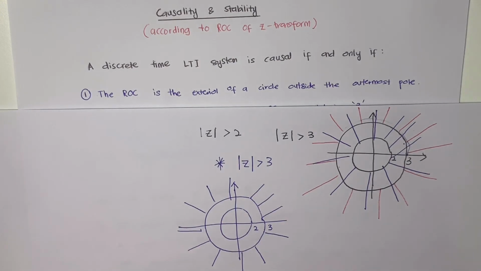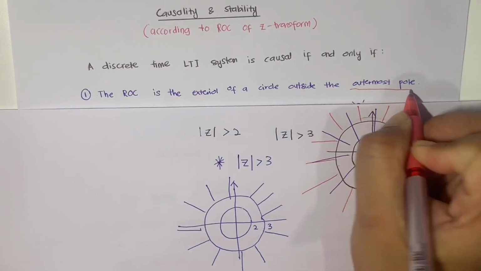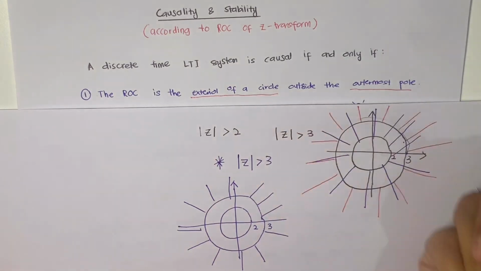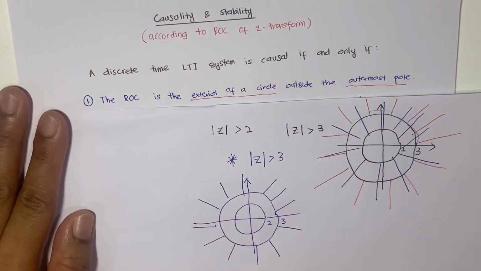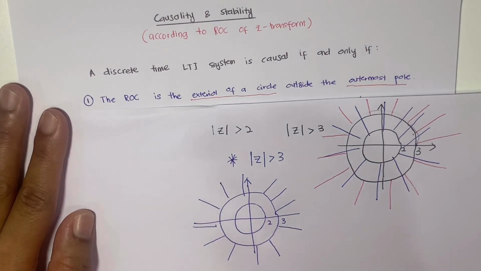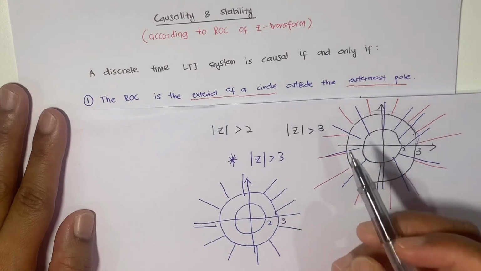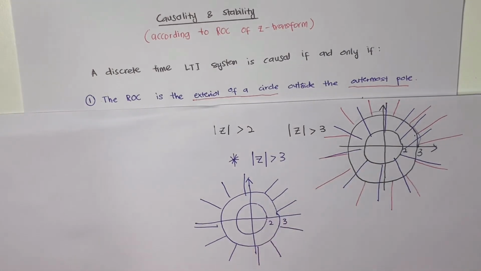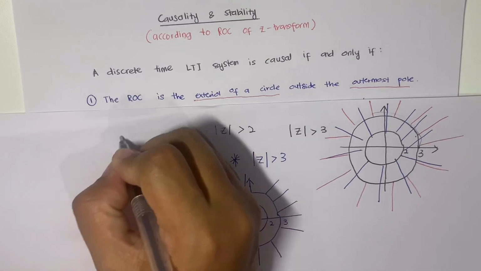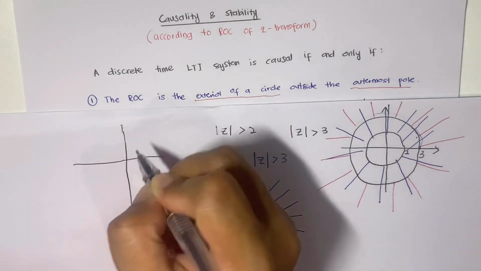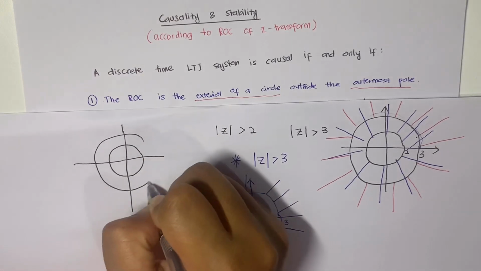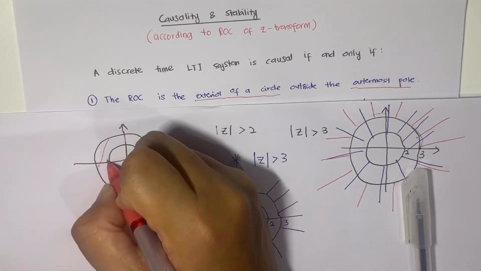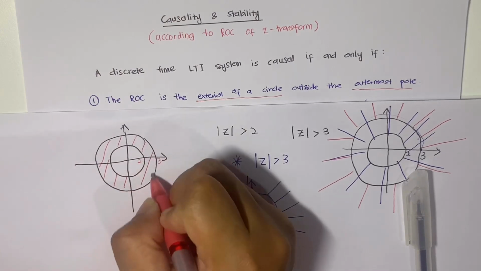The key point here is outermost pole and exterior of a circle. What if I give you an example? What if the ROC is between 2 and 3? Is it considered as causal system or not? For example, we have two circles here, 2 and 3, and the ROC is between these poles, 2 and 3. Is it considered as causal system?